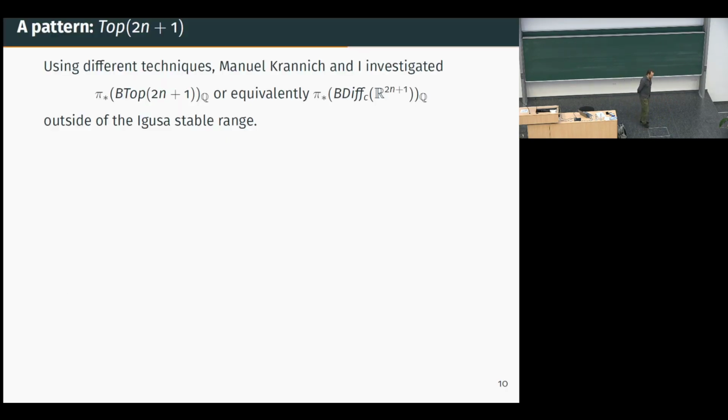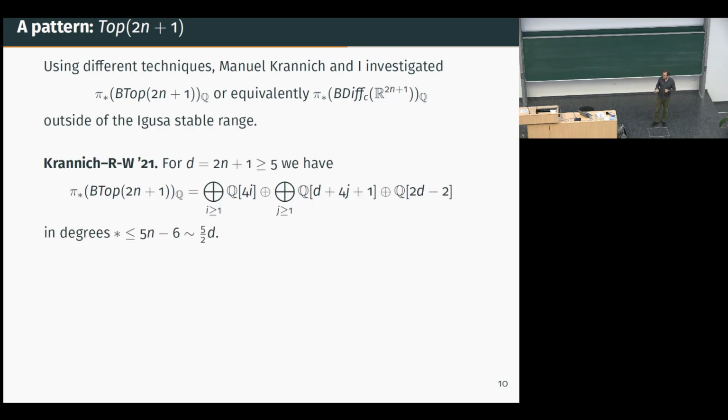Using a different kind of techniques, Manuel Kranich and I try to do a similar thing for homeomorphisms of odd-dimensional Euclidean space, or equivalently compactly supported diffeomorphisms of odd-dimensional Euclidean space. The methods are different, and so the kind of result we prove is different. It doesn't have this band pattern. It's just a complete calculation in a certain range, but the range is about twice the old range. It's about 2.5 times the dimension instead of 1.3 times the dimension. And what it says is the following.